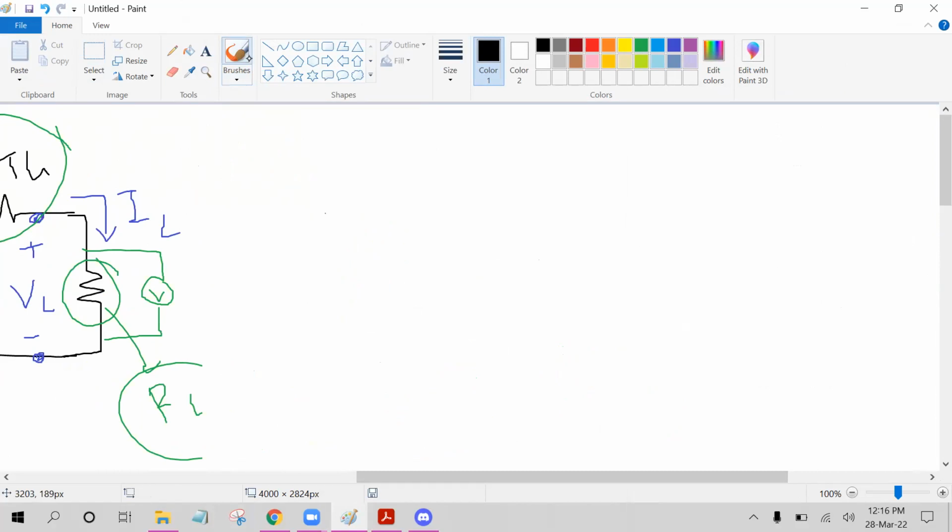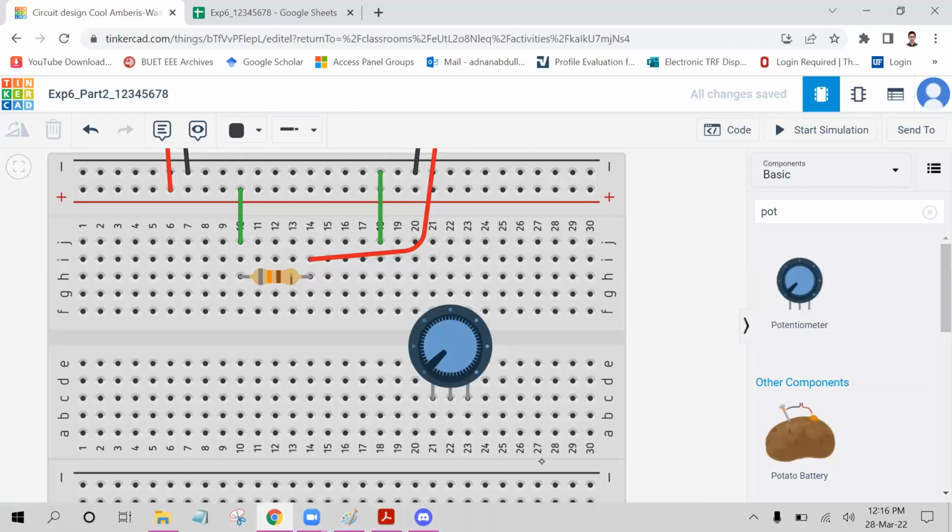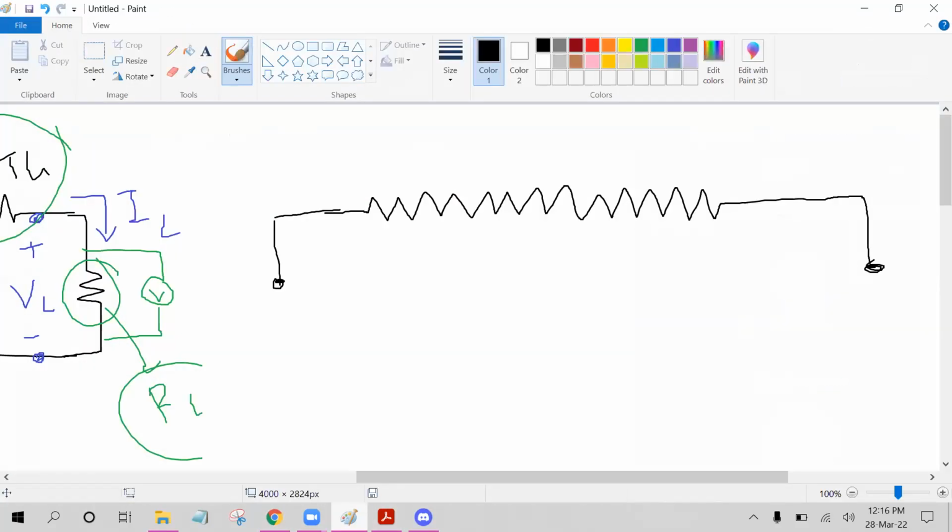Okay, you can think of the potentiometer like a long register like this. So this is the left terminal and this is the right terminal. According to our Tinkercad notation, this is terminal 1 and this is terminal 2. So let me write it in this way. This is T1 and this is T2.